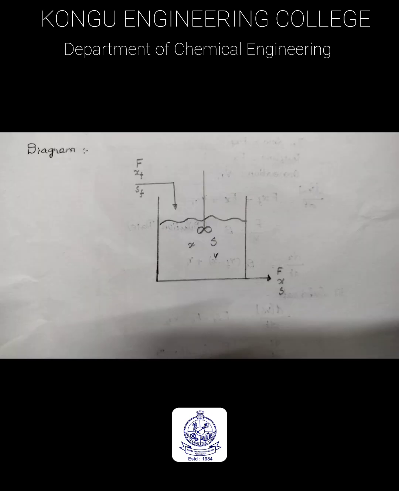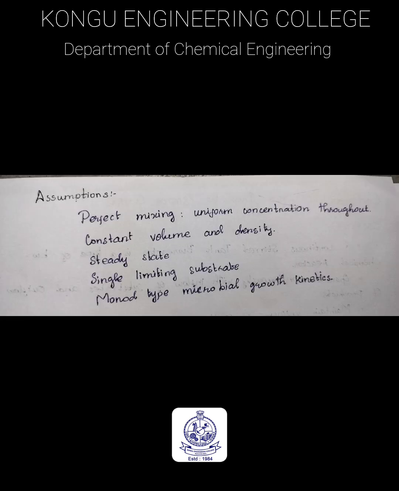Diagram explanation. The diagram of a CSTBR typically includes the following components: feed line for introducing sterile nutrient medium, stirring mechanism to maintain homogeneity, sparger for aeration in aerobic processes, thermostatic control for maintaining desired temperature, sampling port for withdrawing the culture samples, and effluent line for continuous removal of biomass and product. The reactor is cylindrical, usually made of stainless steel and equipped with sensors to monitor pH, temperature, dissolved oxygen and agitation speed. Let us look at the assumptions.